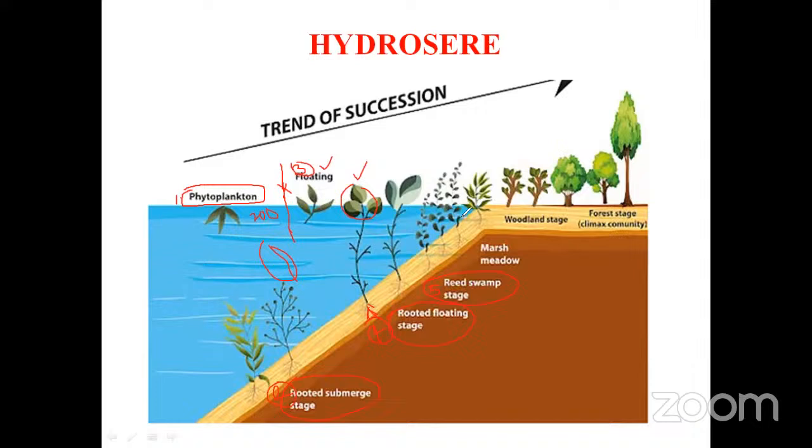And the sedge meadow stage. Next to the reed swamp stage is the sedge meadow stage, characterized by plants like Carex. The soil level continues to rise. Just imagine this marsh meadow: the soil organic matter level is increasing continuously. Example, Mentha.